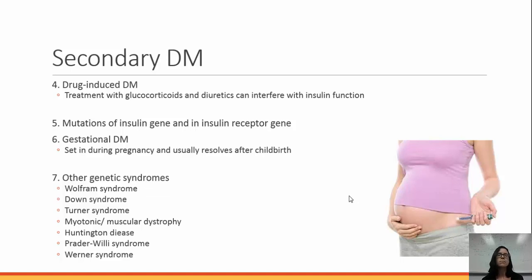A higher blood glucose is normal for pregnancy, because we are trying to be somewhat insulin resistant so that our blood glucose can circulate to the baby and give the baby energy. But for some people it goes over and above, and we have hyperglycemia even for pregnancy. This type usually resolves after childbirth, however. And then I have a number of genetic syndromes here that can initiate secondary diabetes or are associated with it. Some of the common ones are Down syndrome, Turner syndrome, Prader-Willi syndrome, Huntington disease, etc.